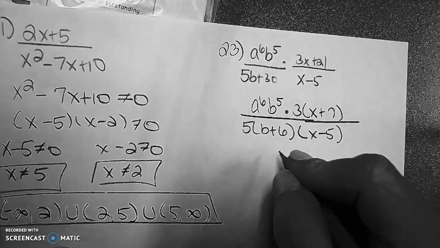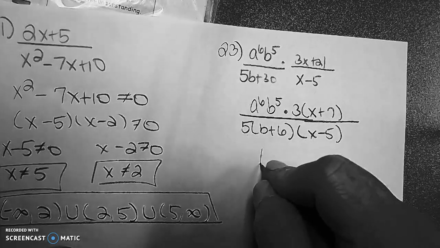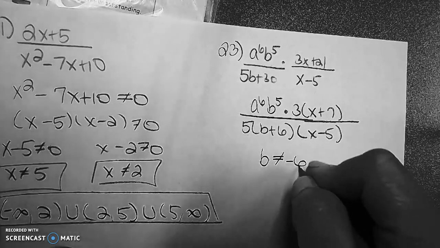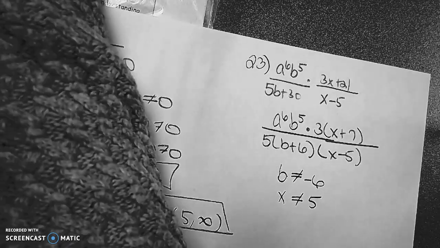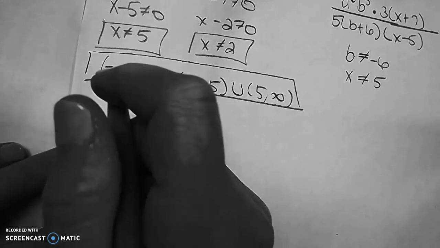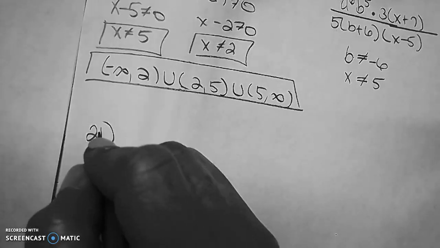But as we look at domain restrictions, if we wanted to, with the 5, we don't have to worry about that being 0. So therefore, b can't equal negative 6. And we also have that x can't equal 5. All right, the next problem we're going to take a look at is 21.